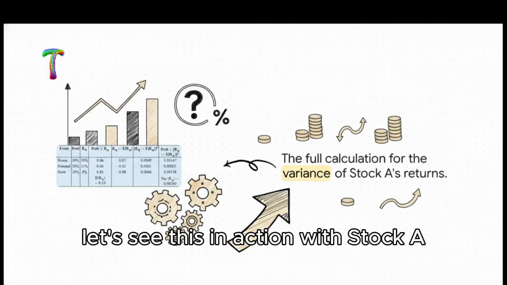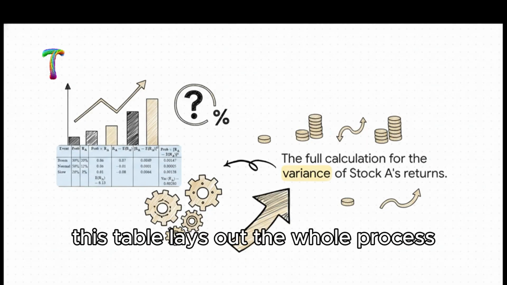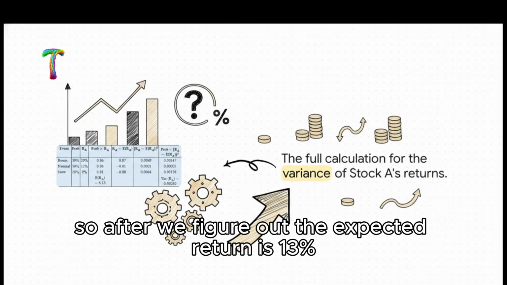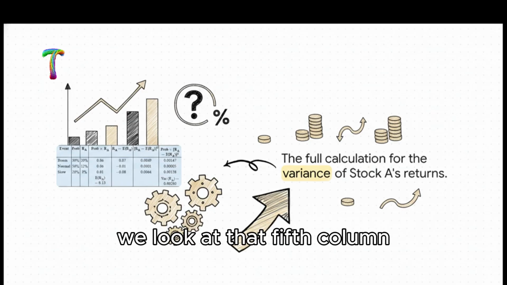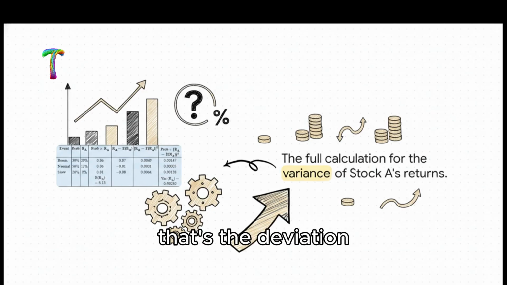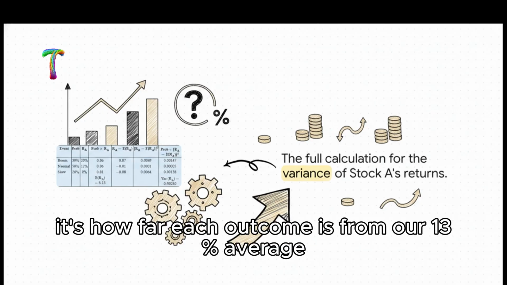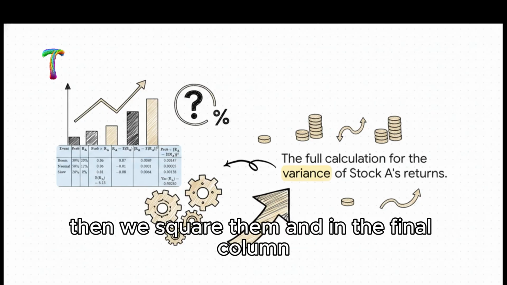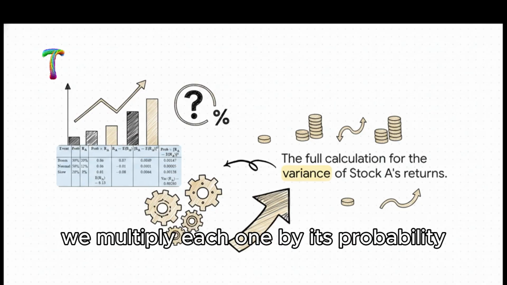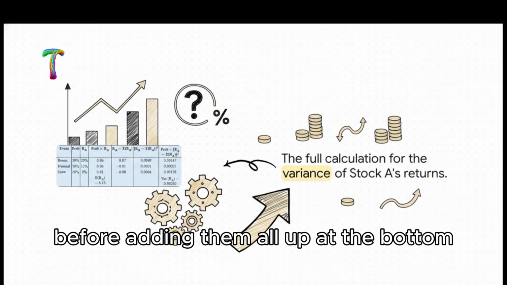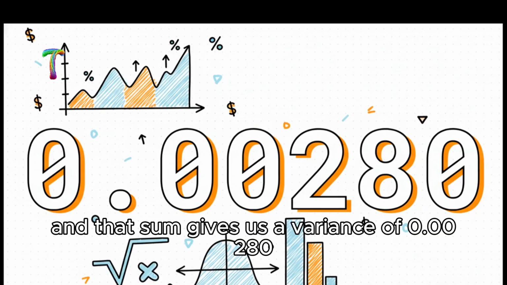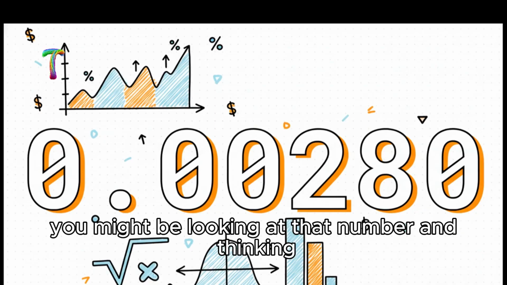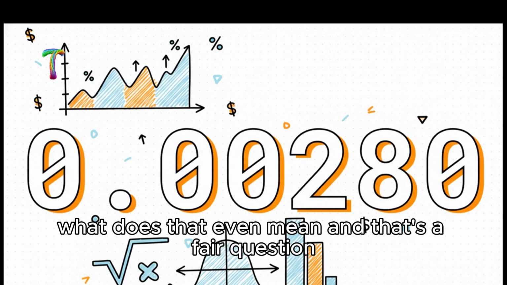Let's see this in action with stock A. This table lays out the whole process. So after we figure out the expected return is 13%, we look at that fifth column. That's the deviation. It's how far each outcome is from our 13% average. Then we square them. And in the final column, we multiply each one by its probability before adding them all up at the bottom. And that sum gives us a variance of 0.00280. You might be looking at that number and thinking, what does that even mean?